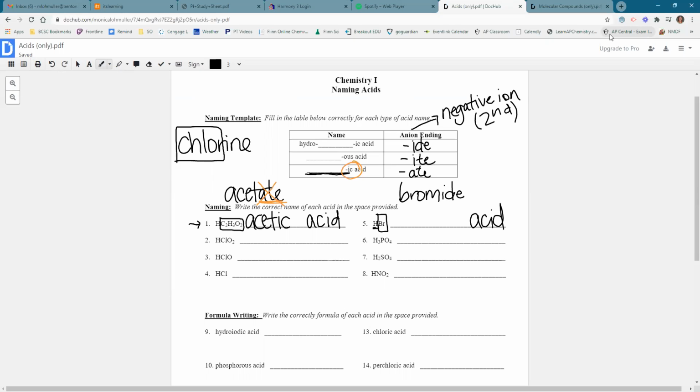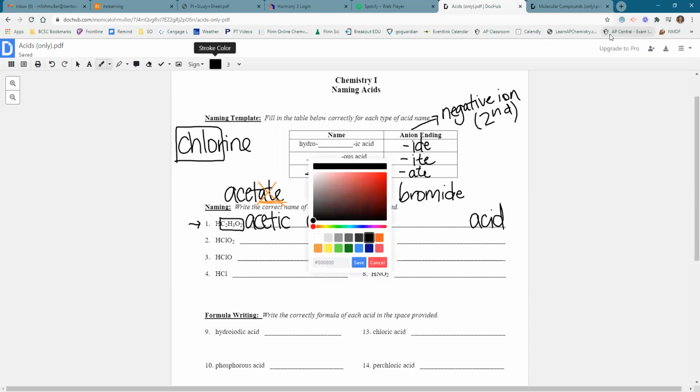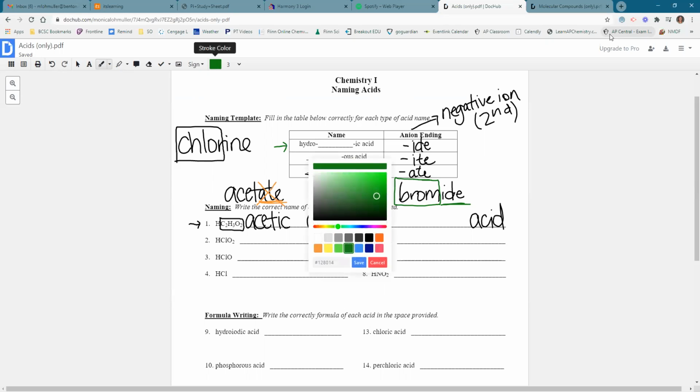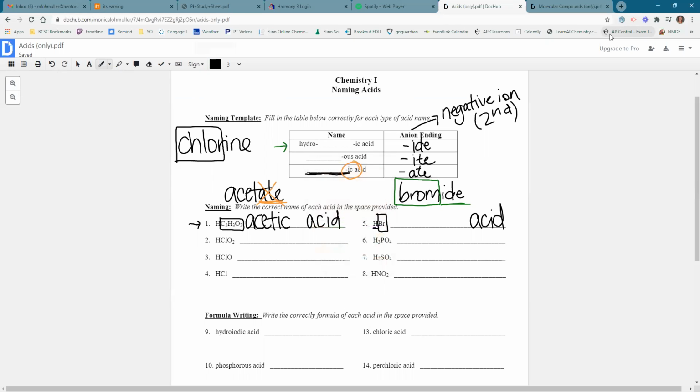So since it's the IDE ending, that means this time we're going to follow the top line, where we put hydro in front of the root, which the brom is going to be our root, okay? So our answer is going to be hydrobromic. That's really scrunched, sorry.